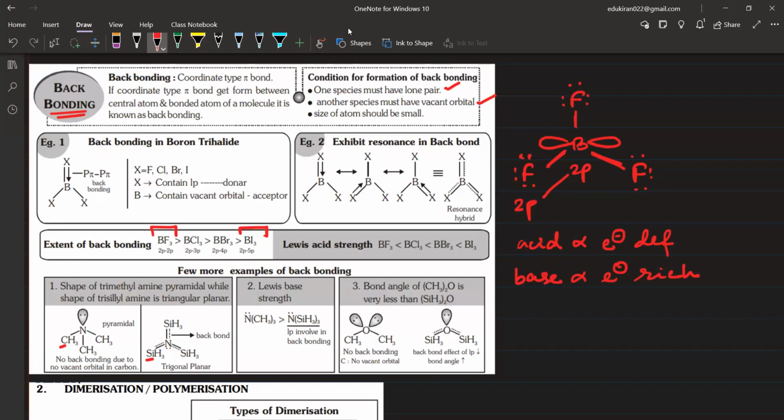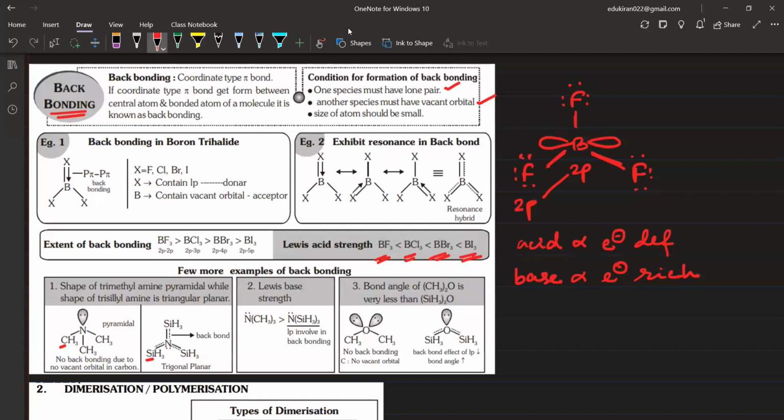If there is something which is very electron deficient, that means it is going to be an acid. So if I talk about the different halides of boron, BI3 will be the most acidic because it is not having back bonding. If there is no back bonding, that means it is electron deficient, followed by BBr3, followed by BCl3, and followed by BF3. Now, a few more examples that you can see.